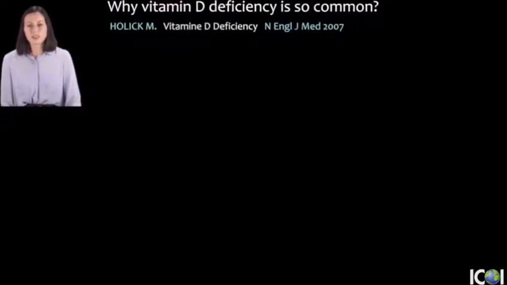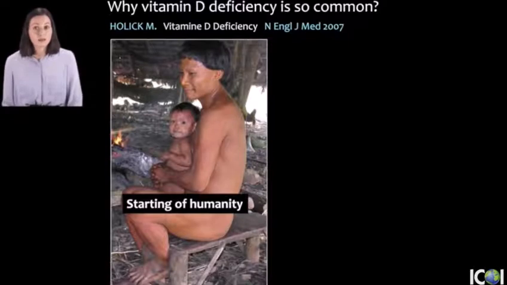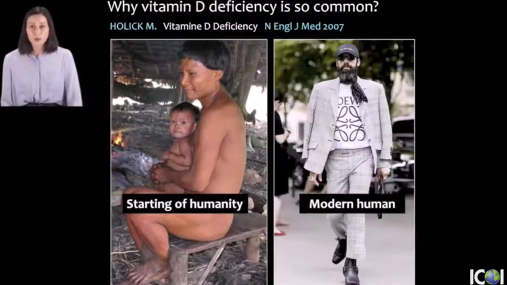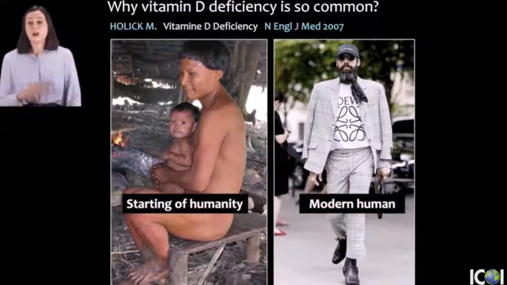But actually, why is this deficiency so common? We can easily explain it. Our ancestors, at the beginning of humanity, were taking direct sunlight on the skin because they were living naked. Nowadays, we have long clothes, we have caps, beard, we have glasses, and the skin doesn't get proper UV exposure.